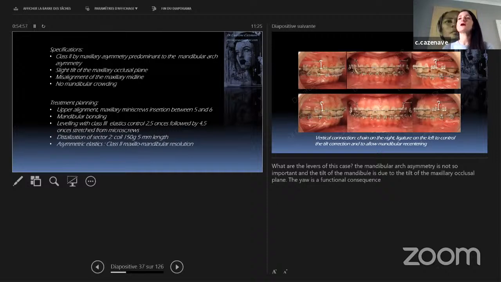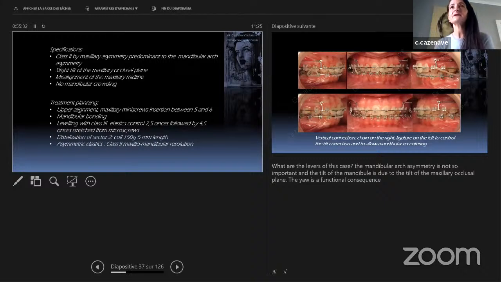So what are the levers of this case? The mandibular arch asymmetry is not so important, and the tilt of the mandible is due to the tilt of the maxillary occlusal plane. So the yaw is a functional consequence. To summarize, we have a class 2 by maxillary asymmetry, predominant to the mandibular arch asymmetry, a slight tilt of the maxillary occlusal plane, a misalignment of the maxillary midline, and no mandibular crowding.